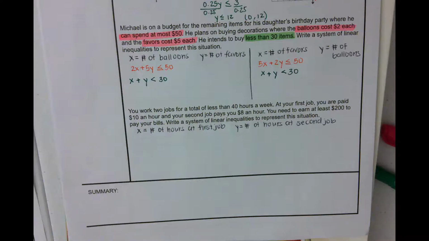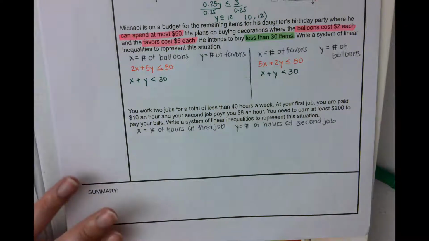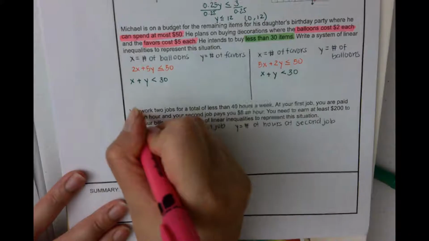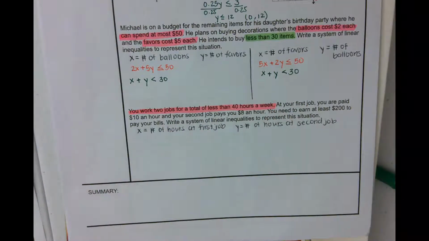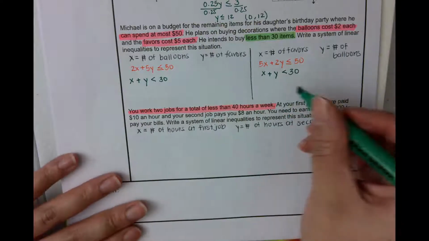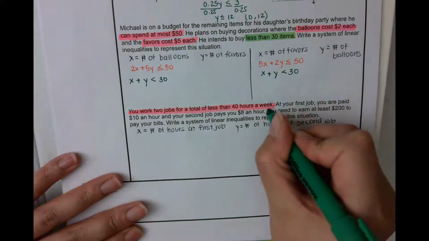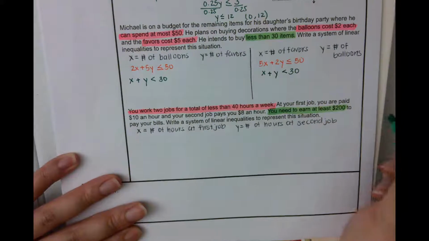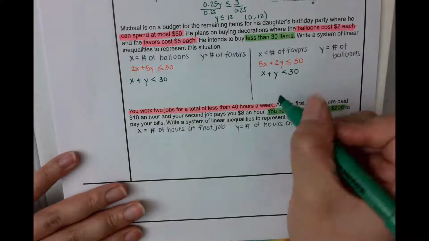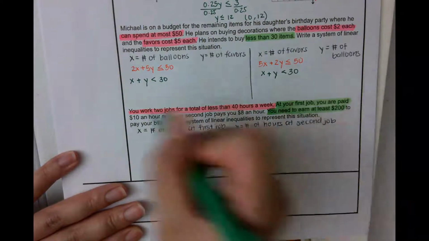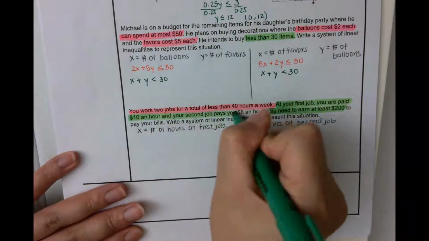So looking at totals, the first total I know is that I worked both jobs for a total of less than 40 hours a week. The other total I see is about how much I earn, and I need to earn at least $200. So if I'm talking about earning money, I should see how much it pays. My first job pays $10 an hour. The second job pays $8 an hour.